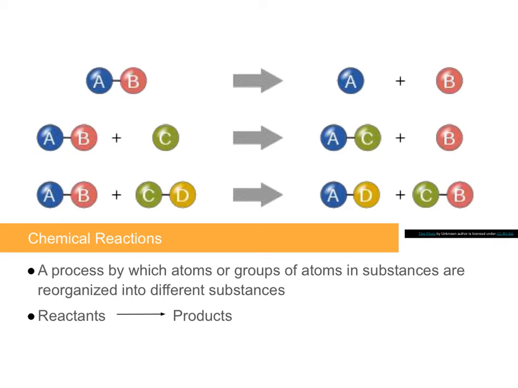So when we look at chemical reactions, we would call these equations. And on the left side of the arrow, we call these reactants. And on the right side of the arrow, these are products. And then the arrow means yields. So our reactants yield products.